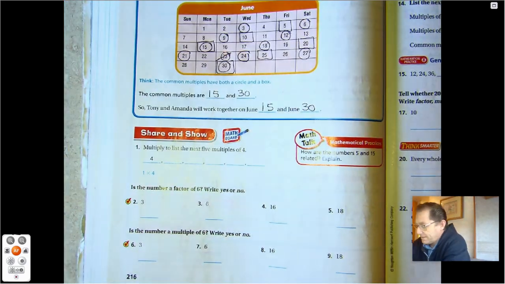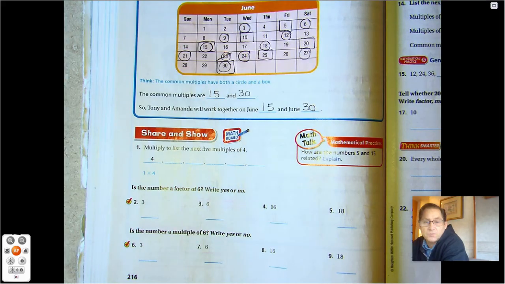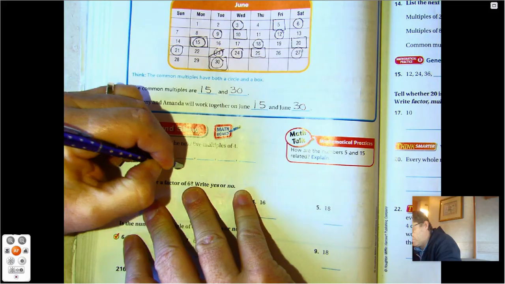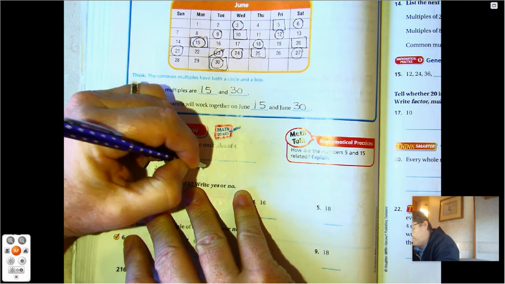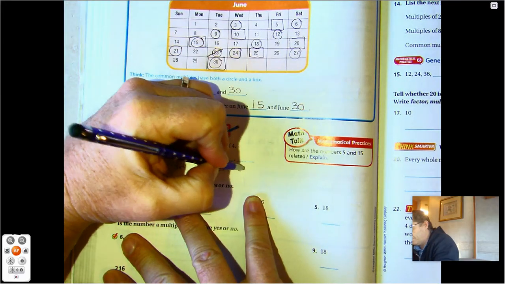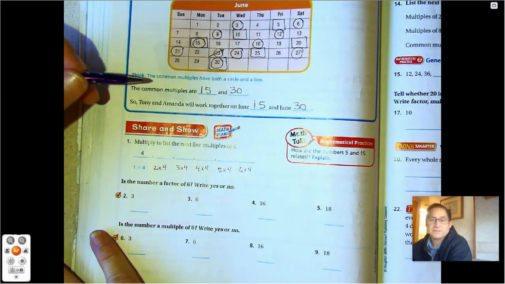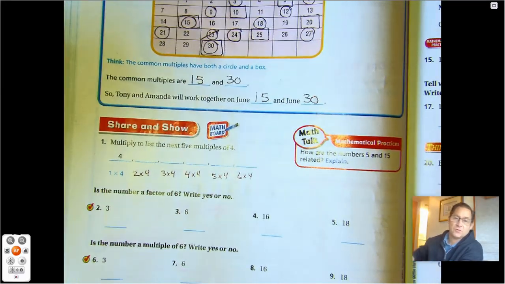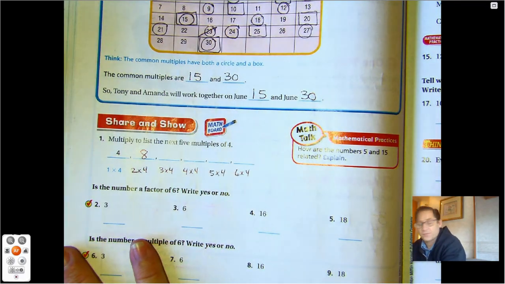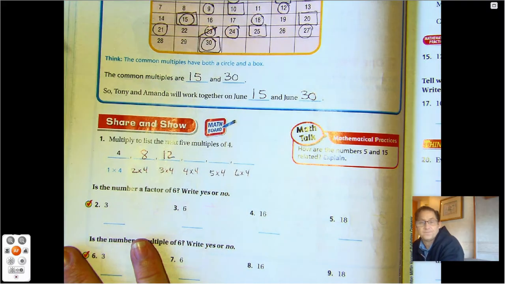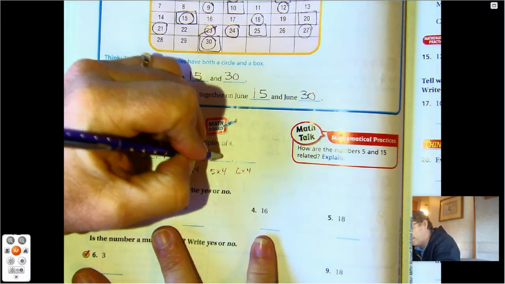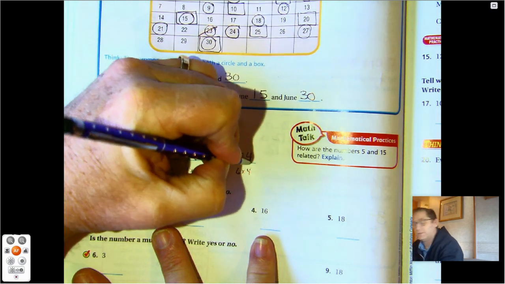All right, so let's multiply to list the next 5 multiples of 4. We're going to go 2 times 4, 3 times 4, 4 times 4, 5 times 4, 6 times 4. This comes in handy if we just know our math facts. 2 times 4 is 8. 3 times 4 is 12. 4 times 4 is 16. 5 times 4 is 20. And 6 times 4, 24.